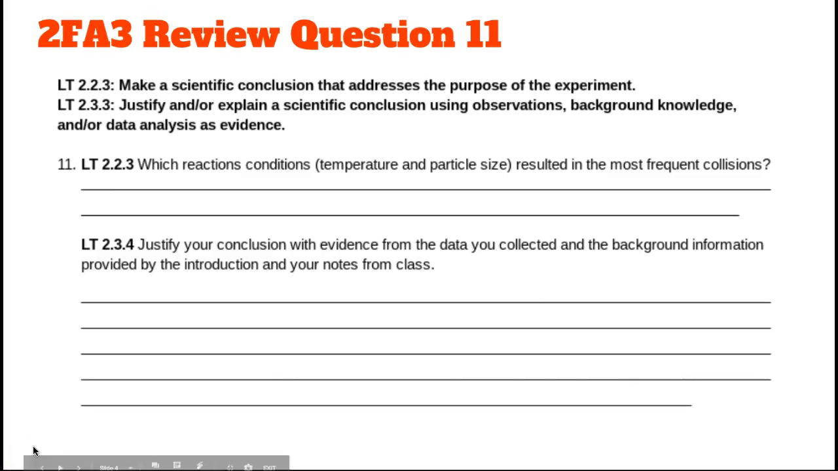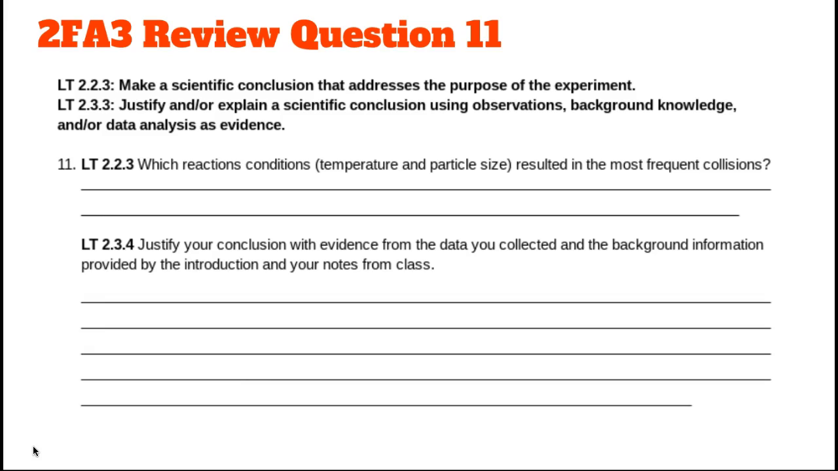So this is question 11 from 2FA3 Review Part 2, the lab in which you were looking at factors that affect the rates of reactions by using Alka-Seltzer. So question 11 addresses learning targets 2.2.3 and 2.3.3, so a 2.0 and a 3.0. 2.2.3 is make the conclusion, and then 2.3.3 is to justify your conclusion with evidence, scientific knowledge, observations, etc.